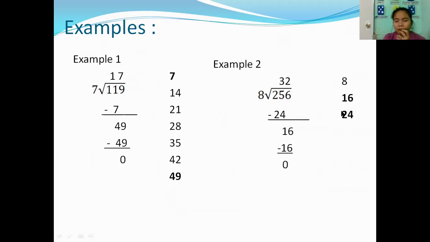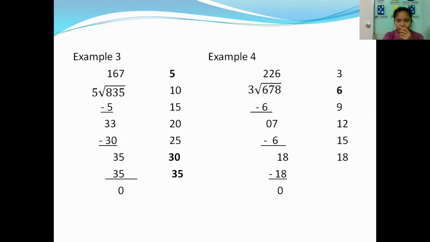So in what place is 24? 1, 2, 3. So we write here 3. And then 3 times 8 is 24. So we are going to subtract 25 minus 24 equals 1. Bring down 6, 16. We have 16 here in second place. So that's why we write here 2. So 8 times 2 is 16. So we subtract, that is equal to 0. So therefore, 256 divided by 8 is equal to 32.